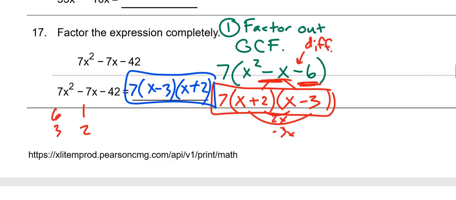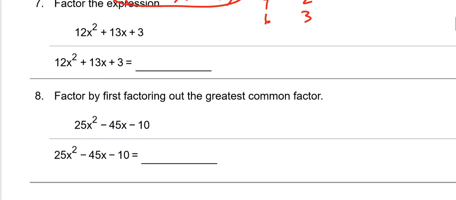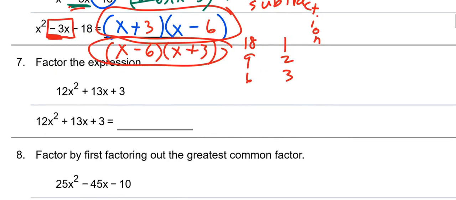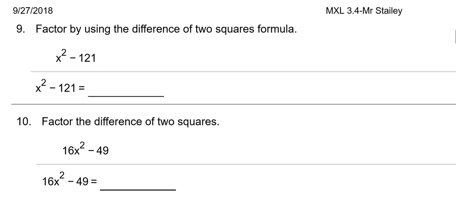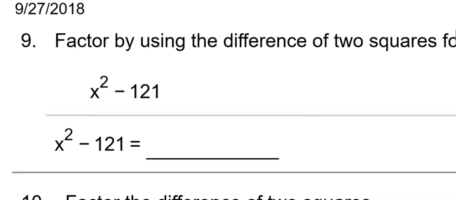Okay. I think that is enough of that type of practice. All right. Now we're going to get into a little bit more difficult ones. You know what? I'm going to skip 7 and 8. I'm going to jump to 9 for the moment.